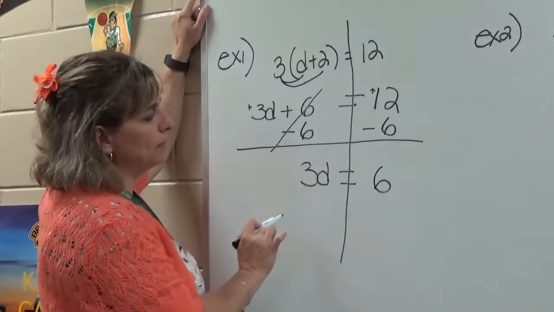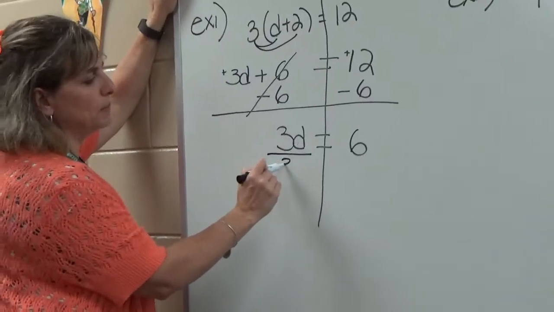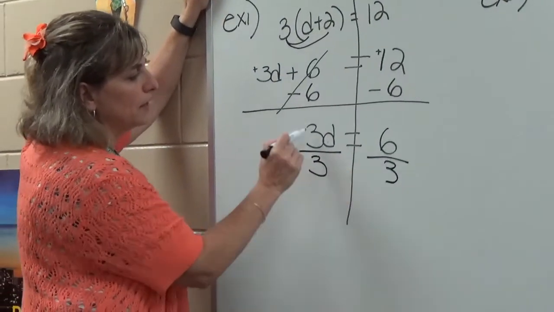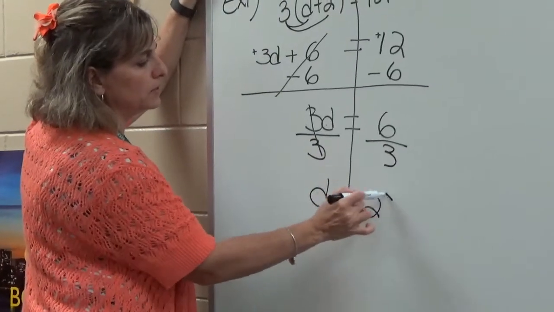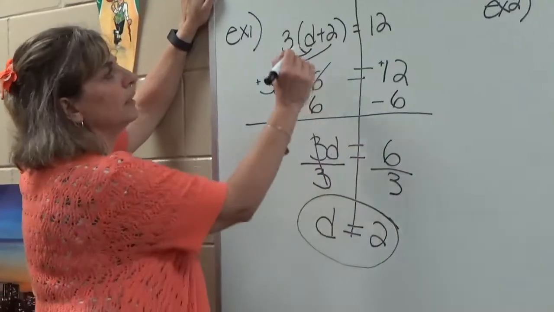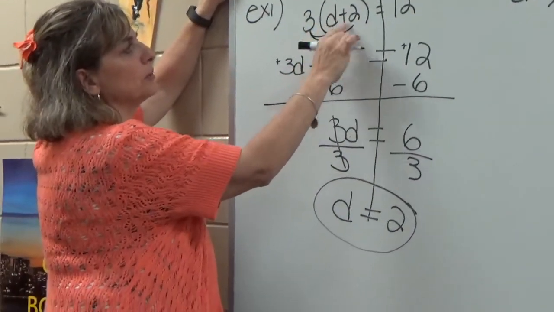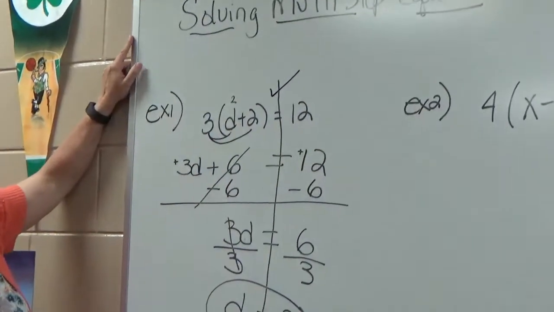Okay, so now what's happening to d? It's getting multiplied by 3. So I need to do the opposite and divide by 3. That will get my d to be alone. My answer is d equals 2. You can always go back and check it. If I plug a 2 in here, 2 plus 2 is 4, times 3 is 12. That is the right answer.